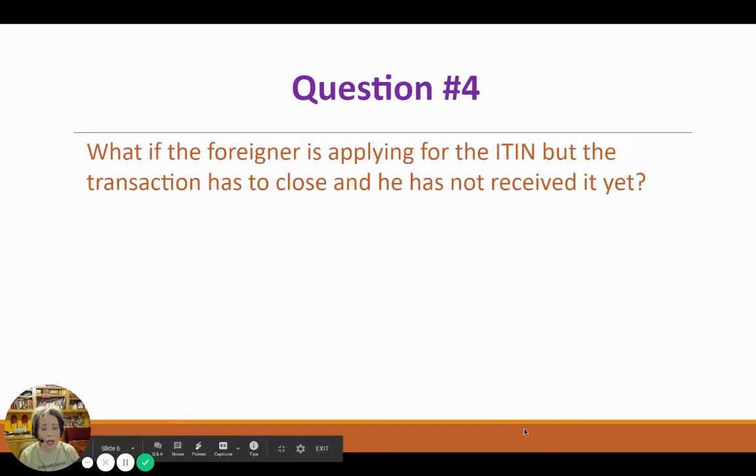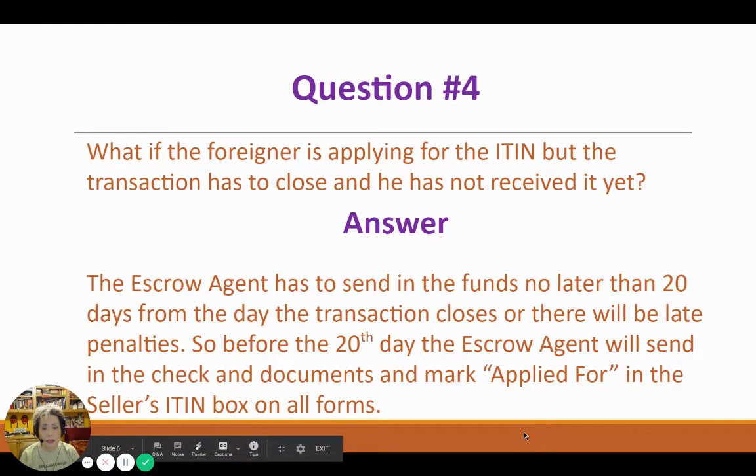Question number 4. What if the foreigner is applying for the ITIN, but the transaction has to close and he has not received it yet? The answer is as follows. The escrow agent has to send in the funds no later than 20 days from the day the transaction closes. If not, there will be late charges.